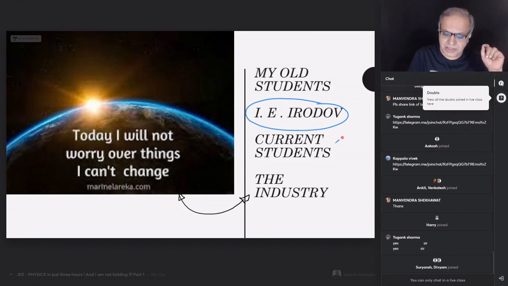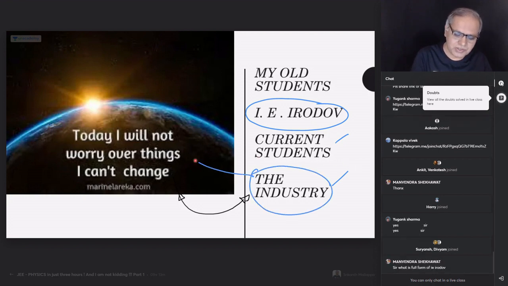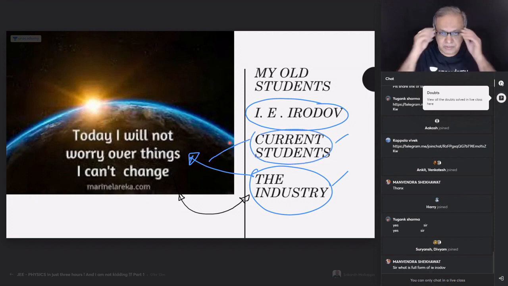But current students and the industry, of course, I cannot change. I can influence to some extent these current students. Current students, in the sense, their whole thinking is guided by what the market says.